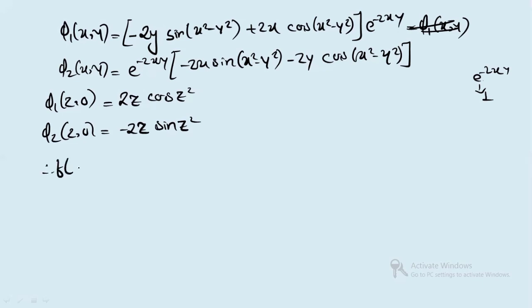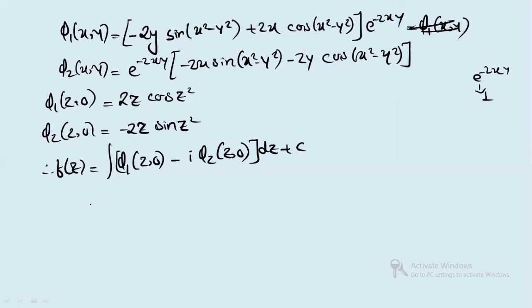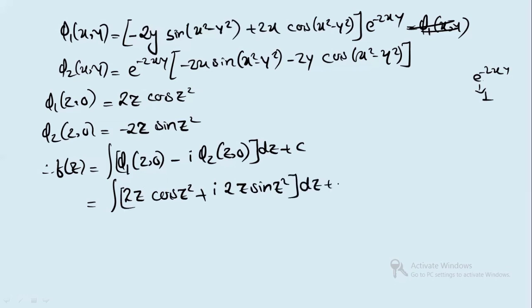So you will write the function f(z) equals the integration of φ1(z, 0) minus i φ2(z, 0) dz plus c. If you take minus 2z common, this is 2z cos z² minus a minus, which becomes plus i 2z sin z², dz plus c.